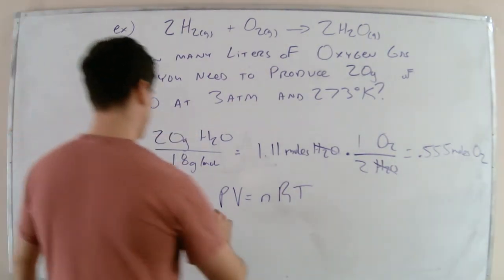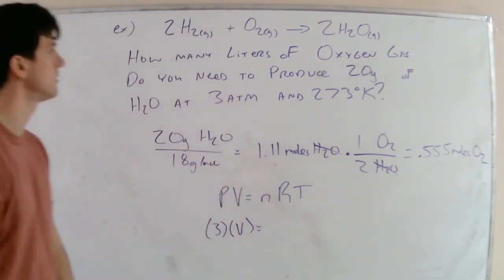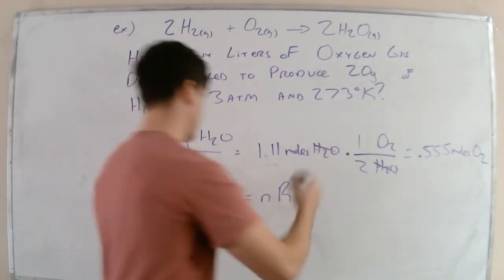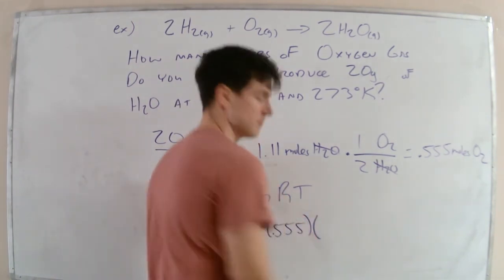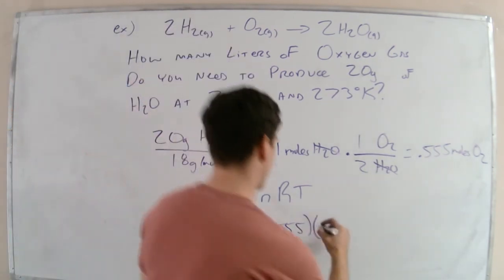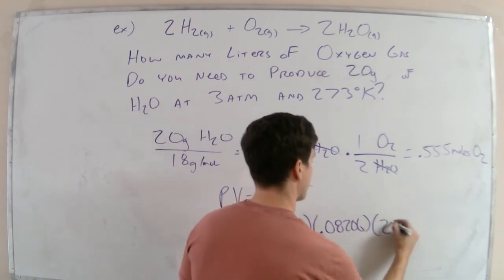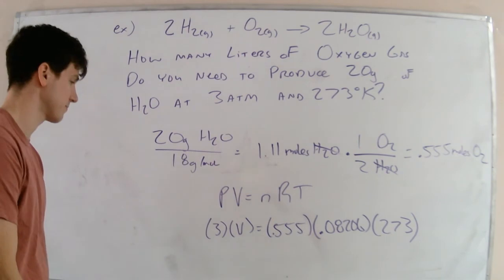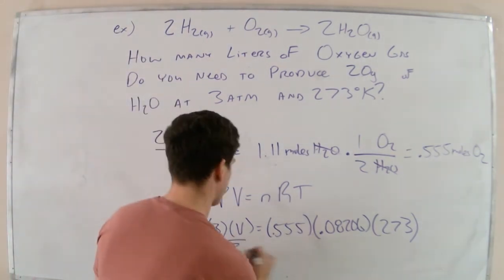Pressure is 3. Volume is what we're looking for, right? How many liters? That's volume. n is moles, which we just solved for. It was 0.555. R is that constant, not the rate constant, the gas constant, 0.08206, and our temperature is 273 degrees Kelvin. Get volume by itself by dividing by 3.